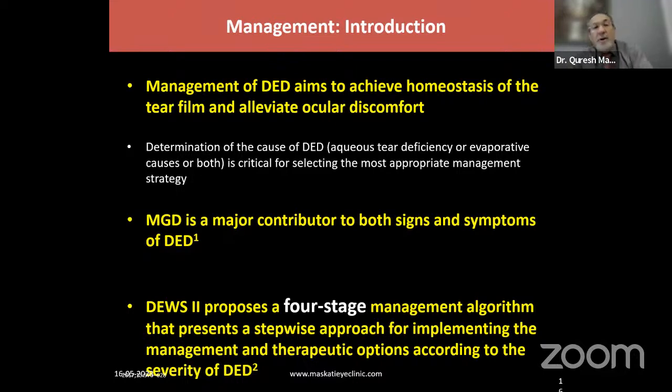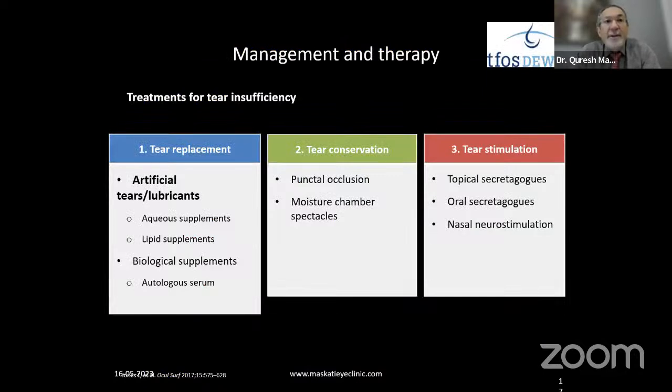There was a dry eye workshop where 150 dry eye experts sat down and proposed a 4-step management algorithm of dry eye. We won't go into all those details. Basically, it means we have to replace the tears by giving aqueous supplements. So we give tear drops from outside. If there is lipid deficiency, nowadays we have sophisticated tests, as our tears are composed of a mucin component, a lipid component, and an aqueous component. So depending on which one of them is missing, we can supplement with the appropriate artificial tears.